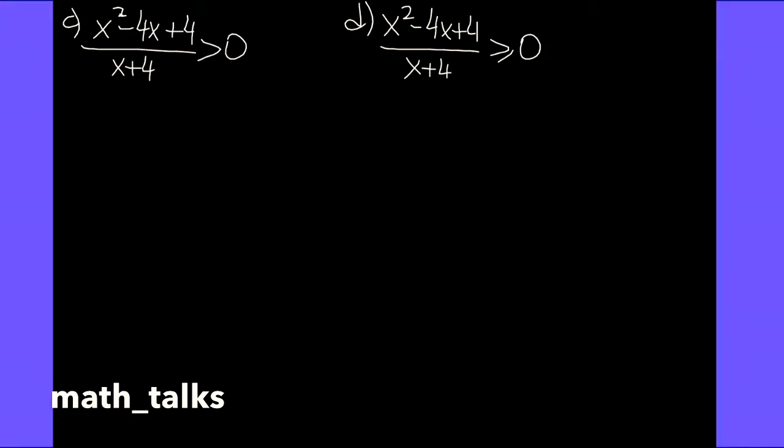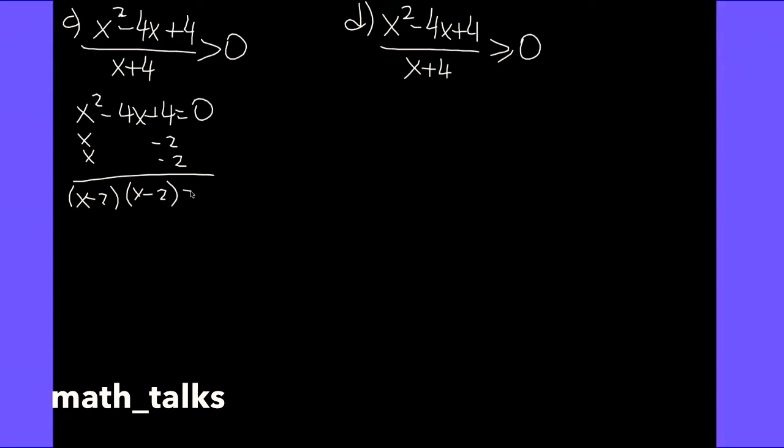Okay. Here also there are two different types of questions. The first one is already ready. So you will just take your numerator, x squared minus 4x plus 4 equals 0, and then factorize. x and x, negative 2 and negative 2. So you have two same factors. That means when you equalize this factor to 0, you will get the same roots, or we can say a double root. And then you take your denominator equal to 0, so x equals negative 4.